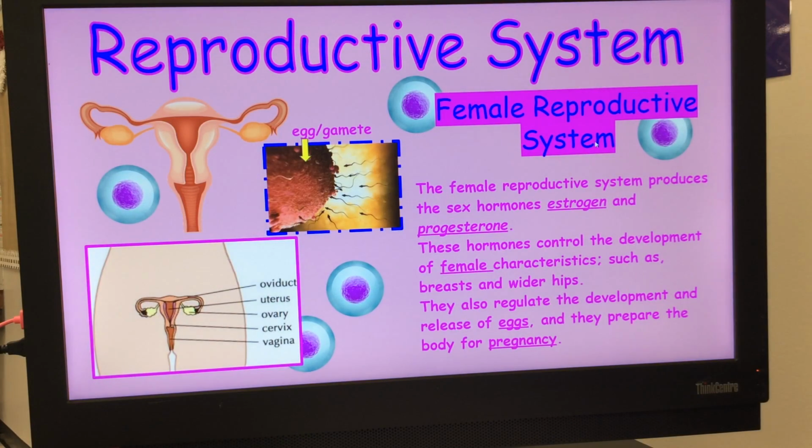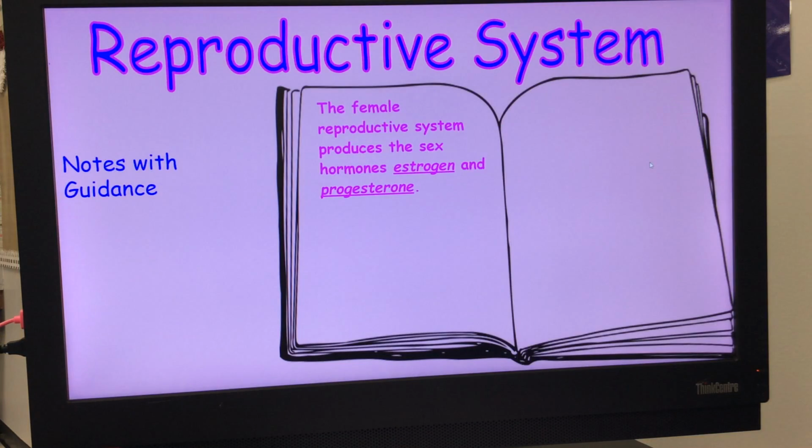Now, the female reproductive system produces the sex hormones estrogen and progesterone. These hormones control the development of female characteristics, such as breasts and wider hips. They also regulate the development and release of eggs, and they prepare the body for pregnancy. For your notes entry, you will write down, the female reproductive system produces the sex hormones estrogen and progesterone.